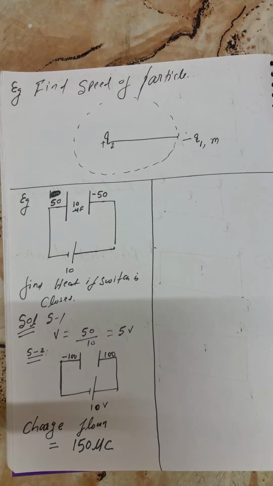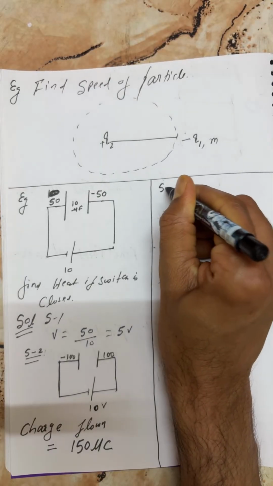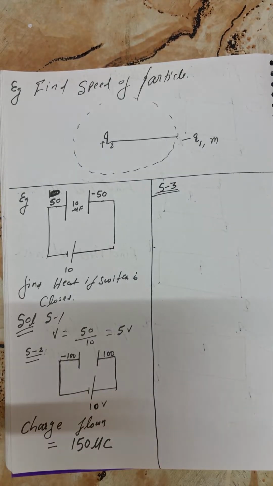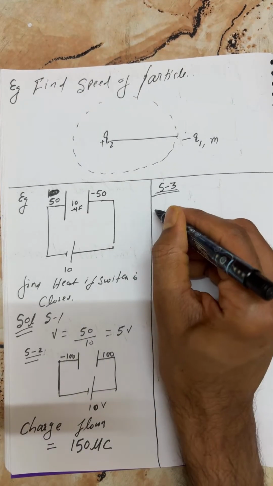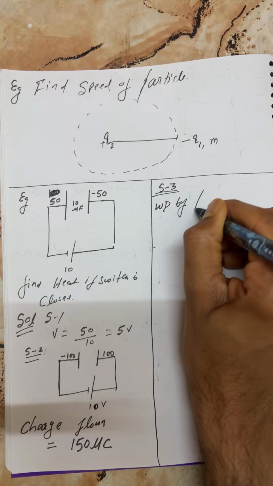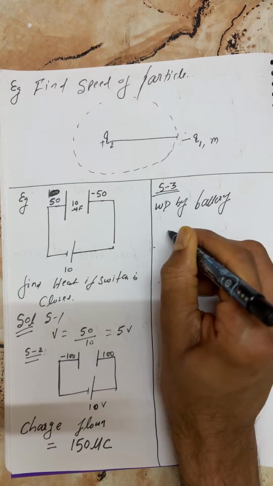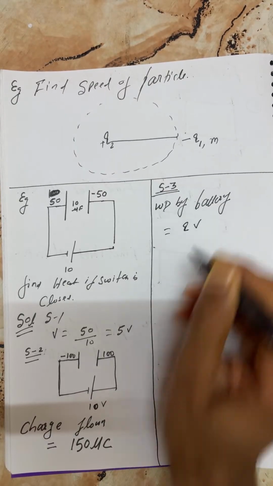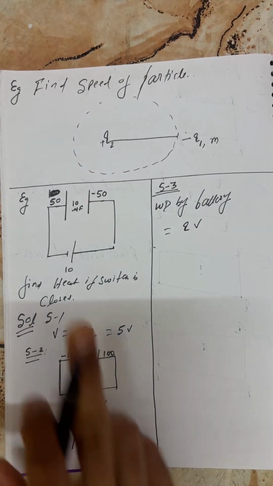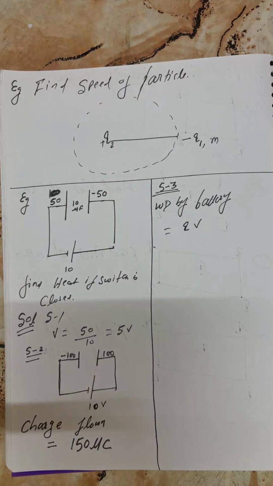Right? Now, students, I'm going to find work done by battery, which is step 3. Work done by battery is equal to QV. What is Q here? 150. And V is what? 10. Final condition we can take. Don't take initial condition of this voltage here.